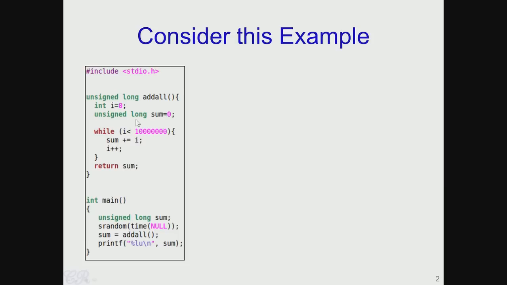Let us start this video with an example. Let us consider this particular program. We have a function here called add all, which is invoked from main and returns an unsigned long. This function add all just adds up the first 10 million positive integers, and the sum is returned and printed in the main function.